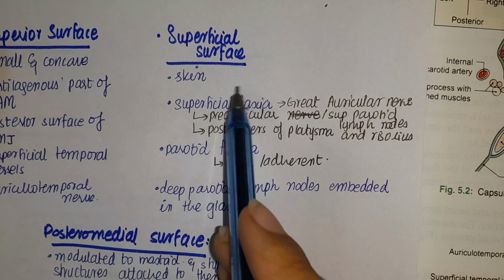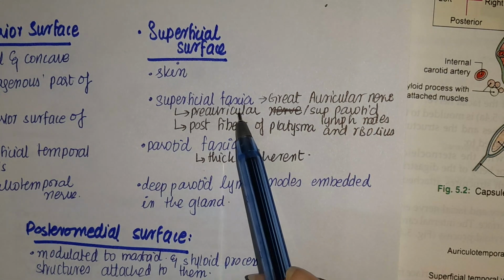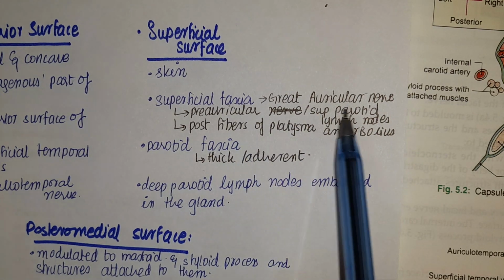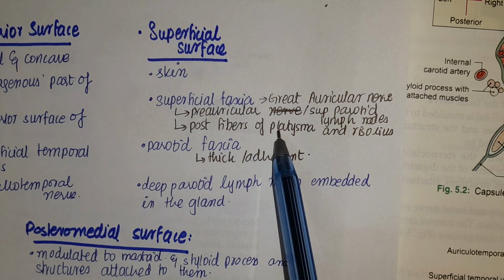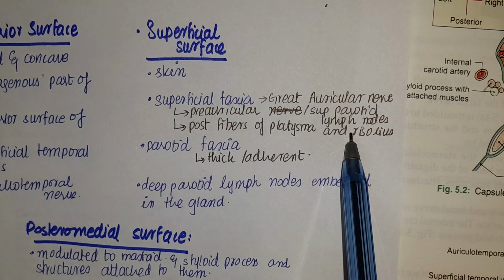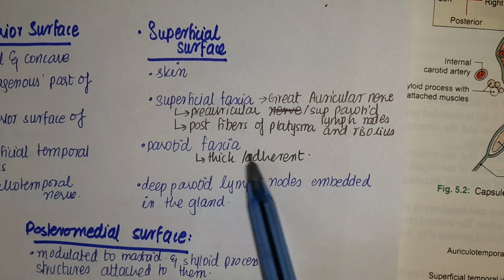Now the superficial fascia is mainly pierced by the great auricular nerve, and it has preauricular or subparotid lymph nodes. Also it has posterior fibers of platysma and risorius, which are two muscles. And the parotid fascia, the deep fascia, is thick and adherent.